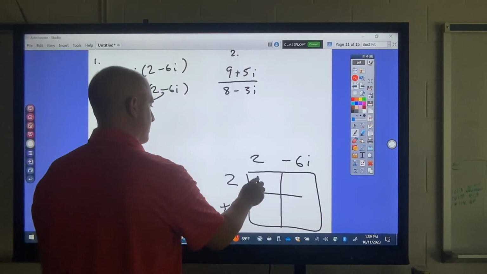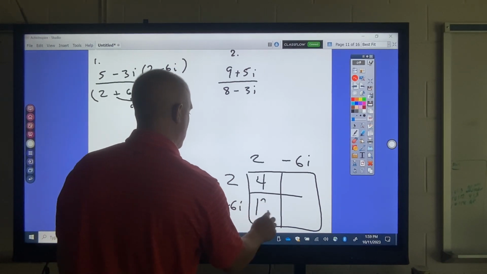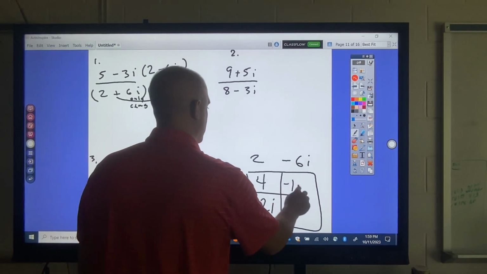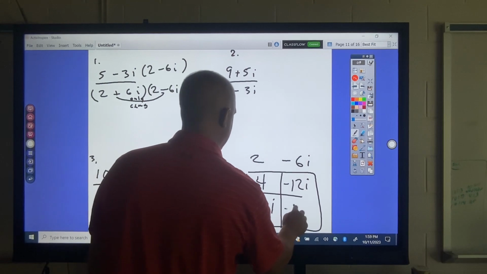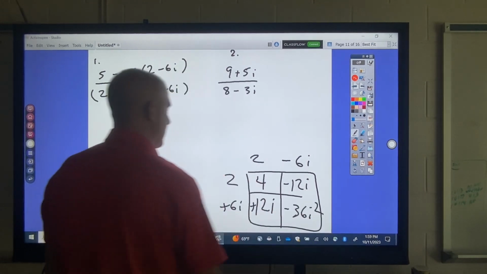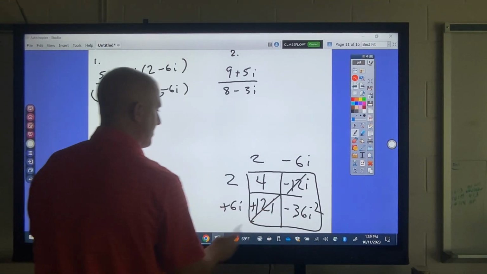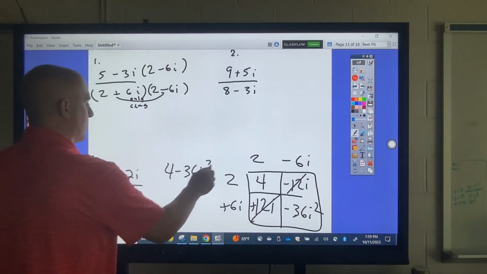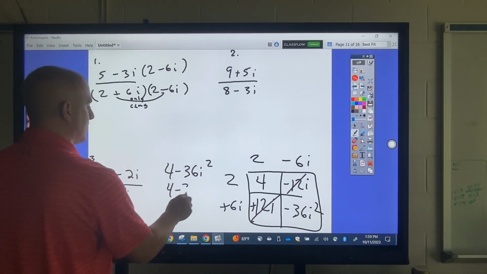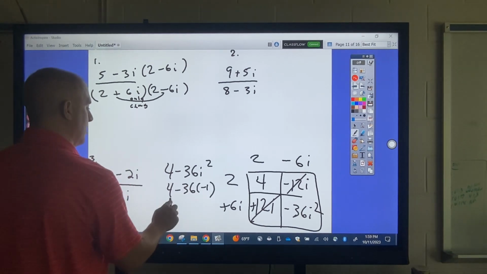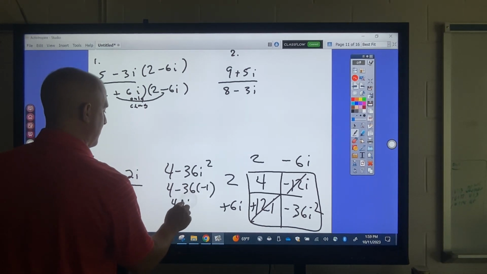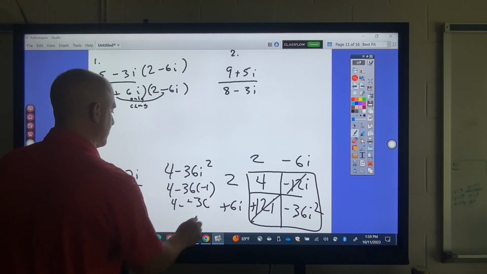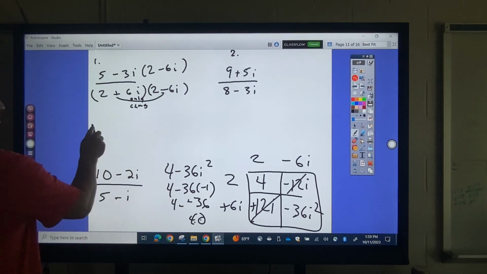Watch. This is going to be 4. This is going to be 12i. This is going to be negative 12i. This is going to be negative 36i squared. Now, these go away. So I've got 4 minus 36i squared. So that's going to be 4 minus 36 times negative 1. So 4 minus negative 36, which turns that bottom part into 40.